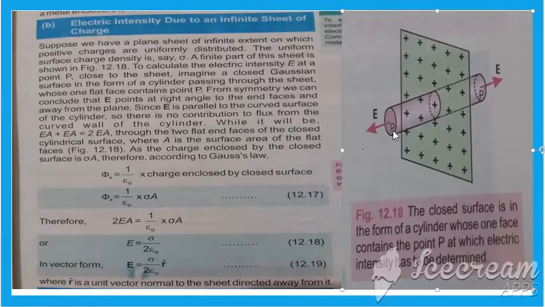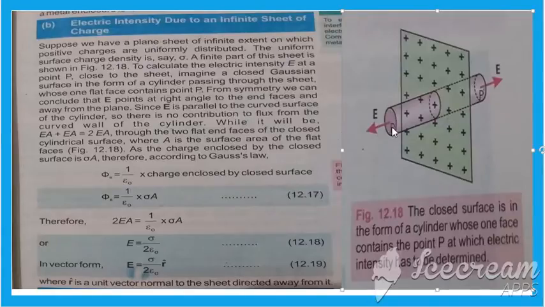This is P, and on the other side this point is P prime, which is also at the same distance from the sheet as the point P. This point P is not very far away from this sheet, it is close to the sheet, not on the sheet, at some distance from the sheet. The distance is not very large, the distance is small.